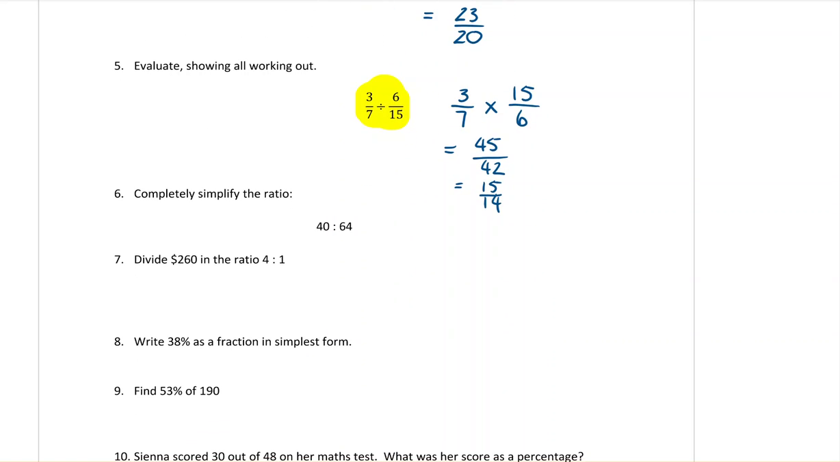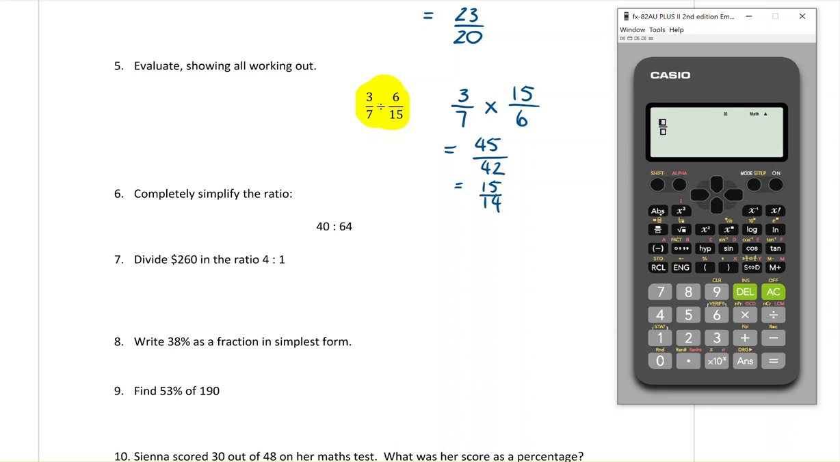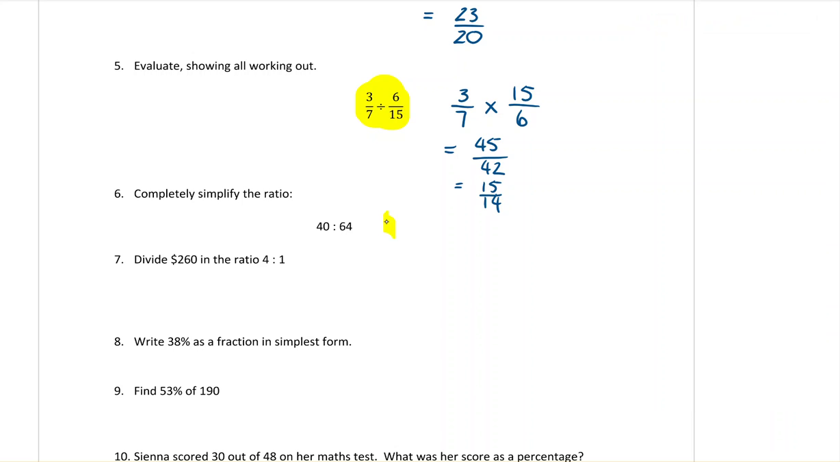Completely simplify the ratio. To simplify a ratio, the easiest thing to do is to type it in your calculator as a fraction. So you put the 40 on the top and you put the 64 on the bottom, and the calculator will simplify it down for you. You just have to put it back as a ratio for your answer. So that would be 5:8. Okay, I don't want to see fractions for answers. You put it back as a ratio, okay?